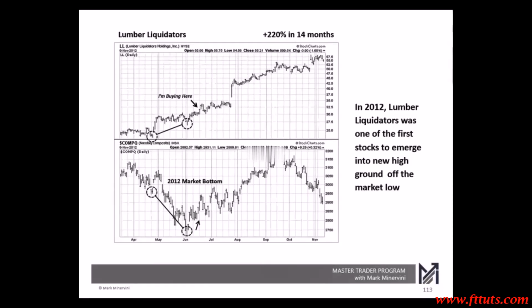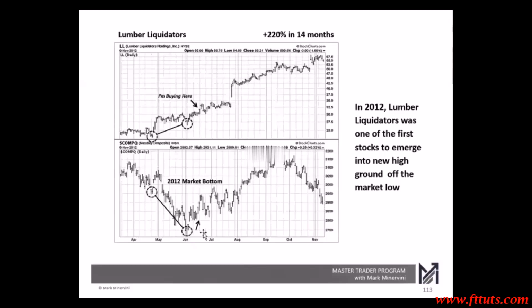Lumber Liquidators is one that I sold too soon. But I was in this stock, buying it here. You can see again, you're in a correction, right? And now this stock has a consolidation and moves into new high ground. Again, this looks coincident, right? It's coming right off the lows. This was one of the first stocks to go into new high ground coming off the lows of this correction. And when we go all the way back to when we started with categories, those are your market leaders.